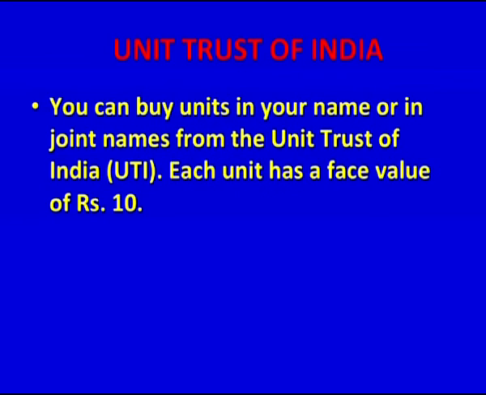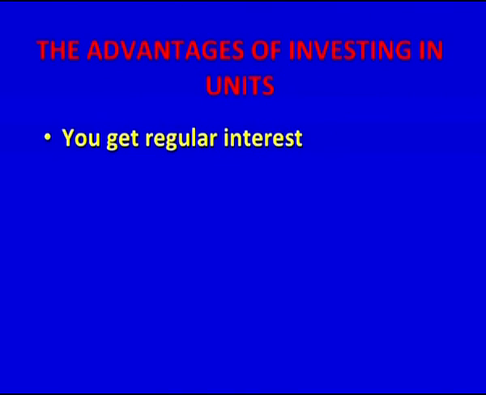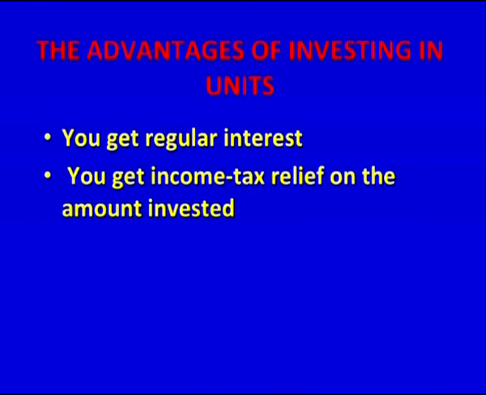Unit Trust of India. You can buy units in your name or in joint names from the Unit Trust of India, which is also called UTI. Each unit has a face value of rupees 10. A minimum of 100 units has to be bought. Every year in June, the Unit Trust of India declares dividends out of its projects. Advantages of investing in units. You get regular interest. You get income tax relief on the amount invested.